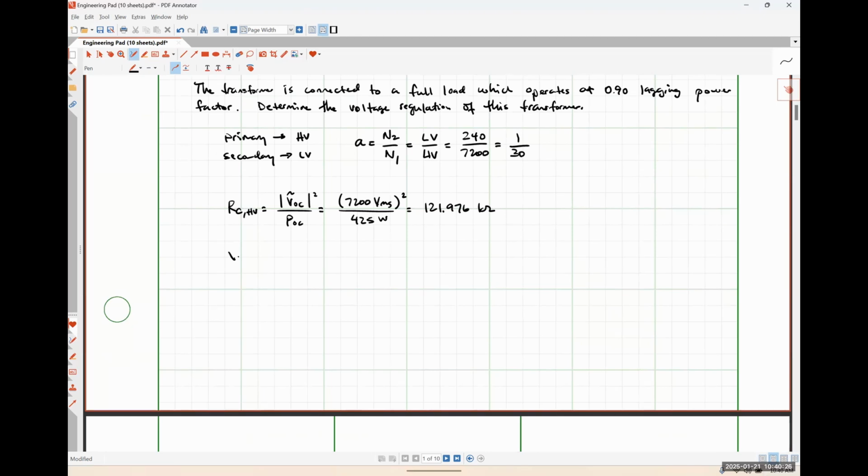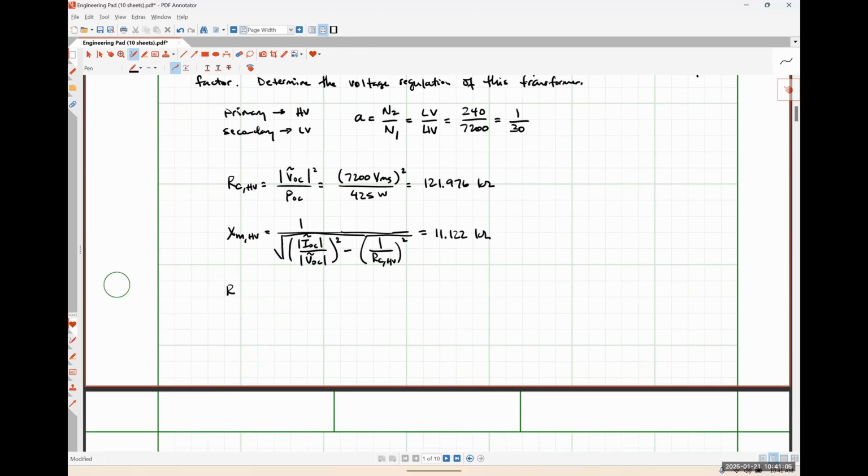Our magnetizing reactance XM on the high voltage side is 1 over the square root of the open circuit current magnitude over the open circuit voltage magnitude, quantity squared, minus 1 over RC quantity squared. All of this is underneath that square root sign. I'm not going to write out the numbers here, but this comes out to be 11.122 kiloohms.